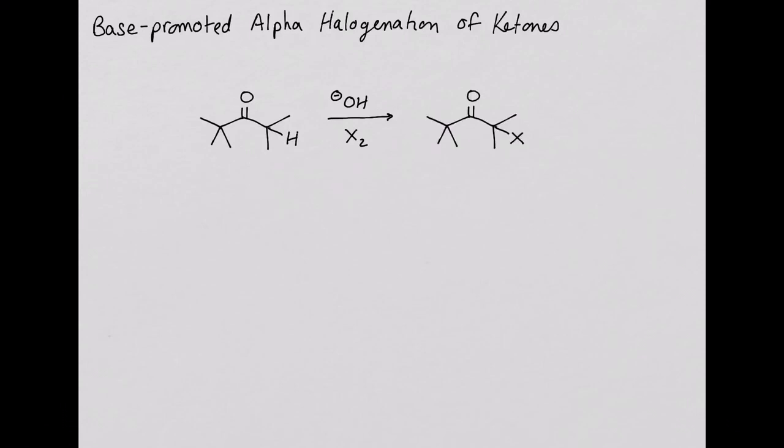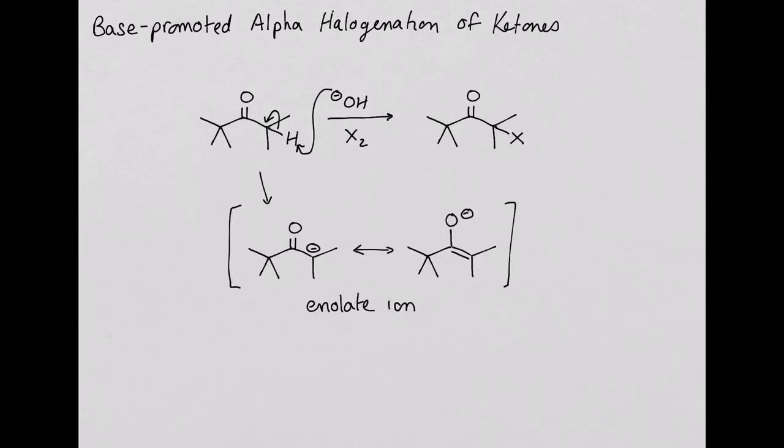alpha proton. The mechanism for the formation of this product is base-promoted, meaning that the first step will be a deprotonation. The alpha proton is removed by the base to form the enolate ion. Remember that the enolate ion is stabilized through resonance. The enolate ion is a good nucleophile and can attack the halogen to form the alpha halogenated product.